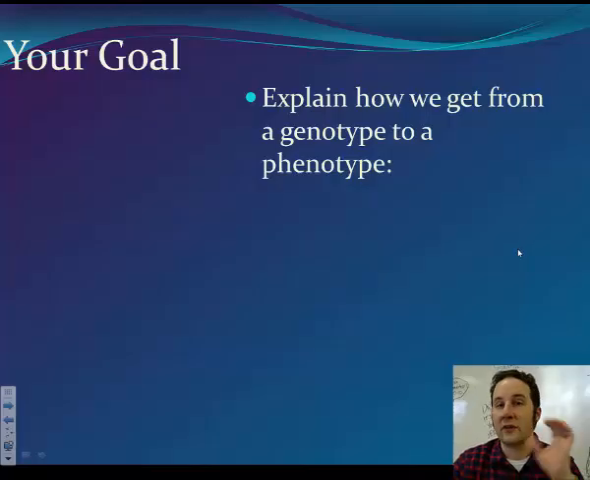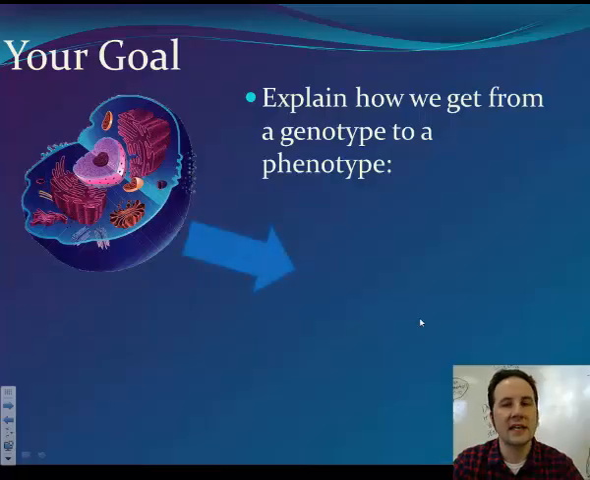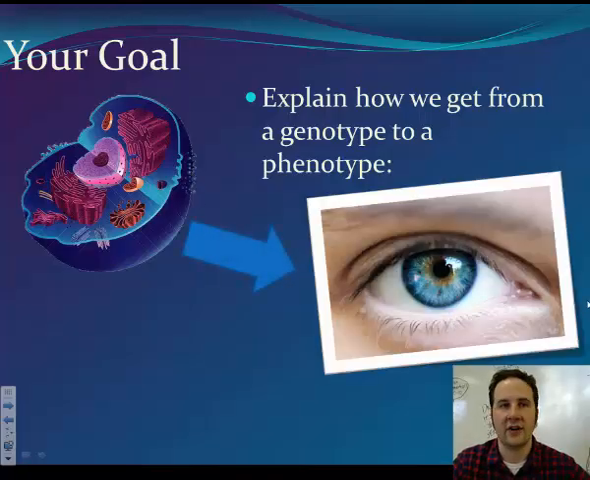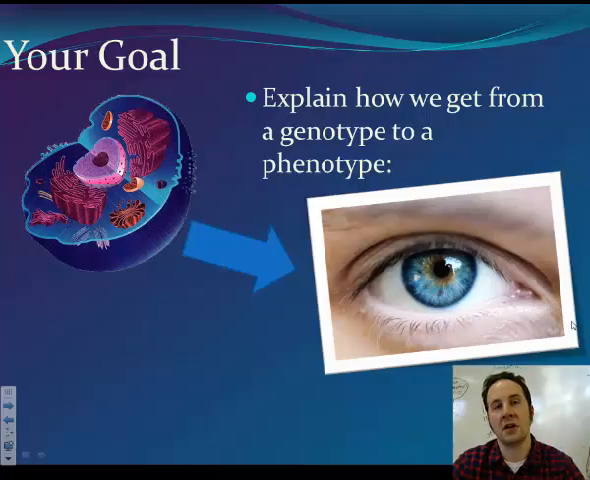So your goal for the rest of the semester is to explain how we get from a genotype to a phenotype. That's right. You want to know how does the information in my nucleus lead to me having a certain eye color, a certain height, a certain hair color, curly hair, straight hair? How does that happen? We're going to spend most of the semester checking it out. So this is where we're going. Learning how DNA works is just the very beginning.